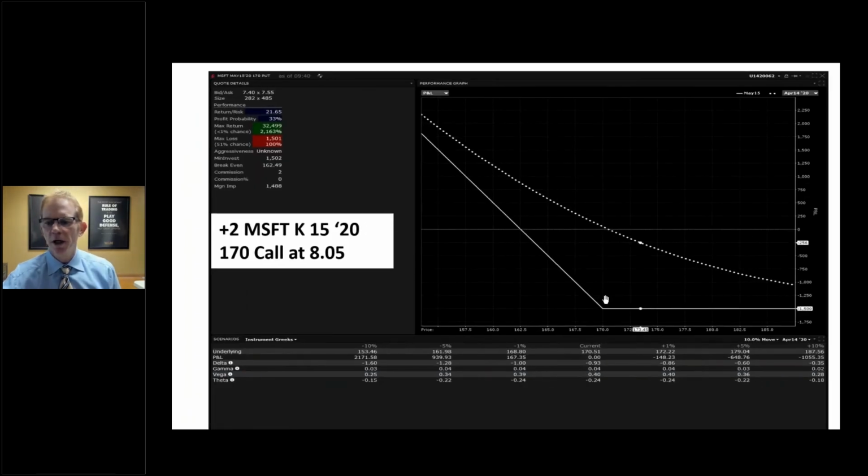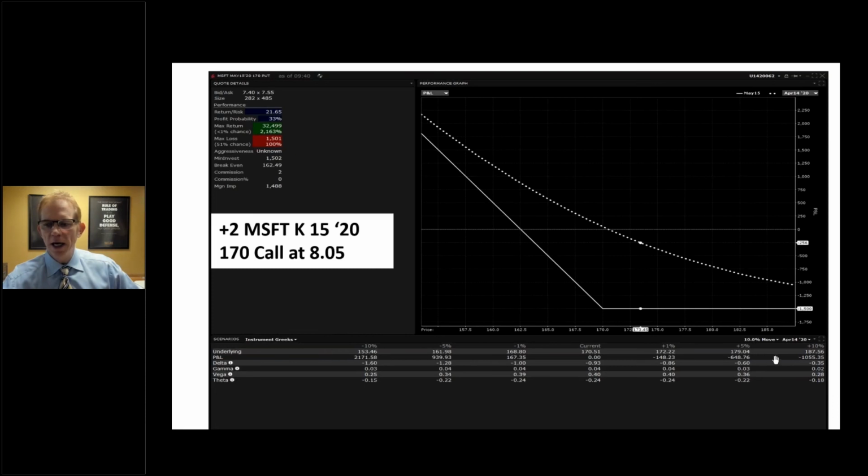So we see with the put, the break even is at 170. Above 170, we lose the $1,490 that we paid out. Our break even is the strike price minus the debit of 7.45, so that would be 162.55. You can see right here is the break even. And below that price, we make an unlimited profit potential. So you can see our max return, because we have a zero boundary, is $32,499.